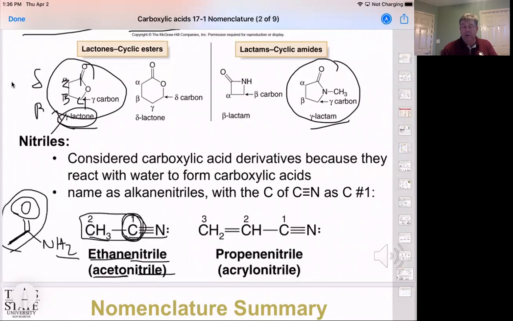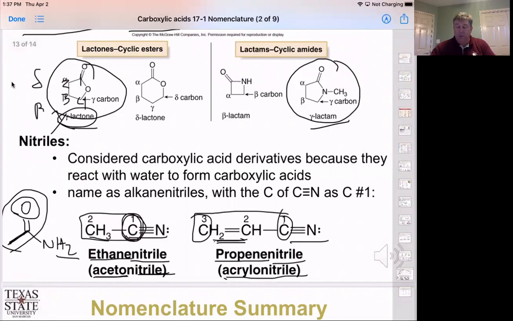So acetonitrile. So if we have this compound here, we have 1, 2, 3 total carbons right here, and we have a double bond in it. So that would be propene. So the systematic name would be propene nitrile because we have the double bond. And then the common name for it is acrylonitrile.